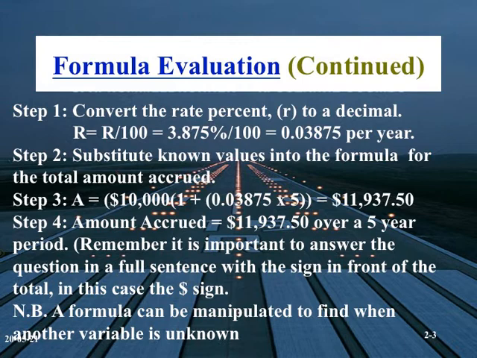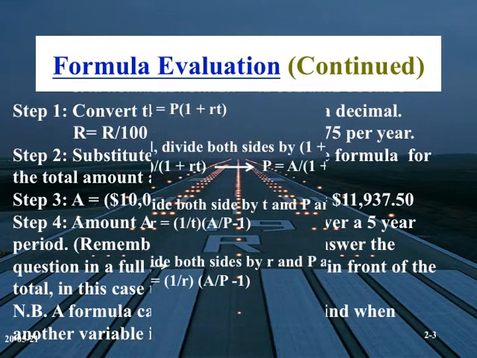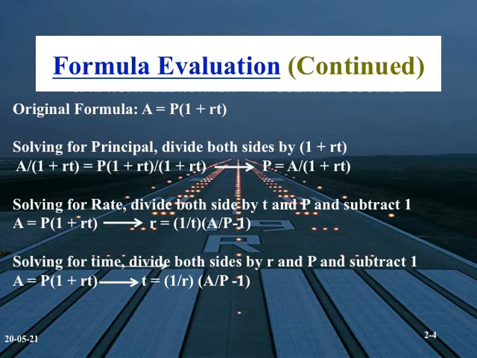It should be noted that a formula can be manipulated to find when another variable is unknown. So we can manipulate the original formula in trying to find principal, rate, and time. For principal, you divide both sides by 1 plus RT. For rate, you divide both sides by T and P and subtract 1. And for time, you divide both sides by R and P and subtract 1.